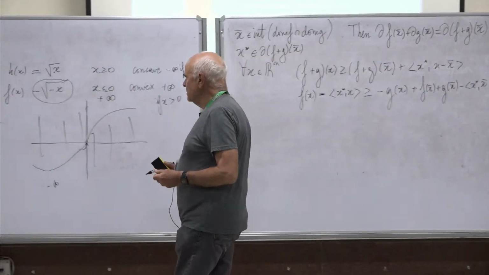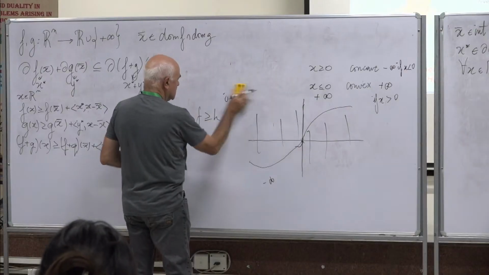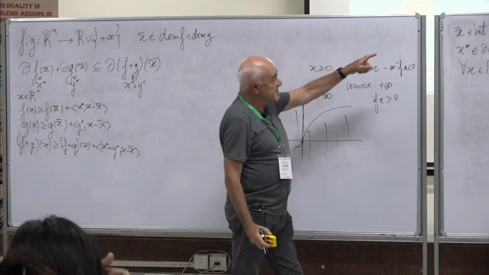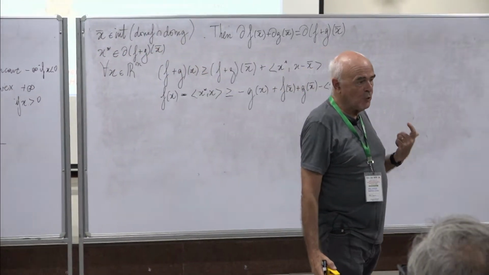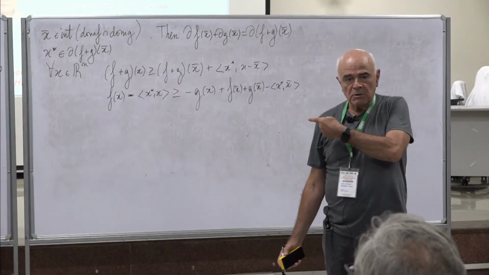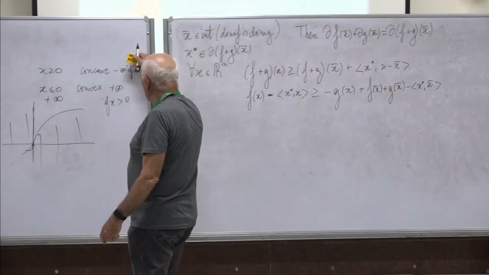So this possibility has to be excluded, and it's excluded because x bar belongs to the interior of both domains. Notice that 0 was now in the boundary. So this situation is not possible in our case.